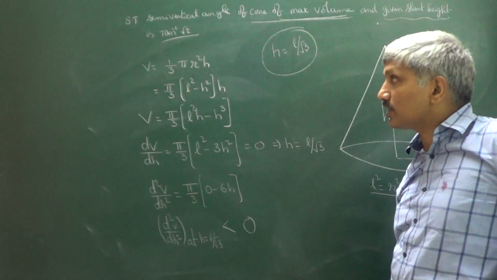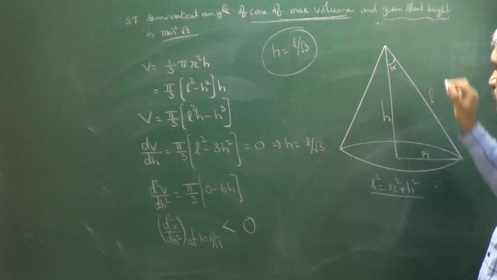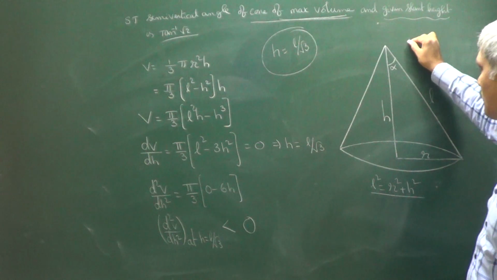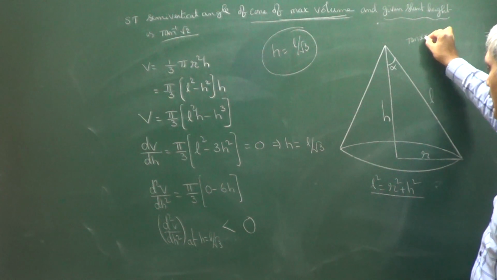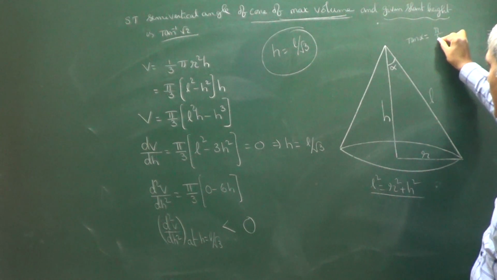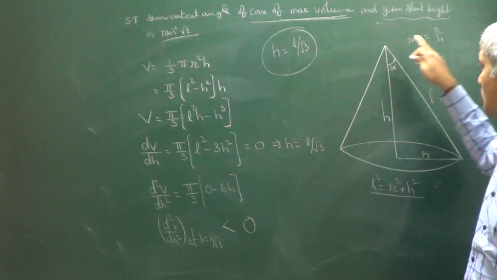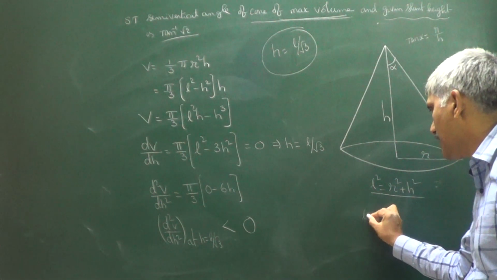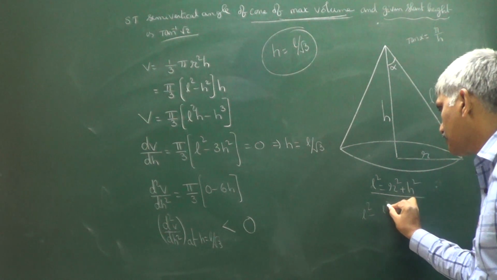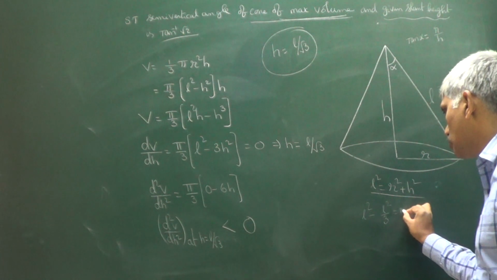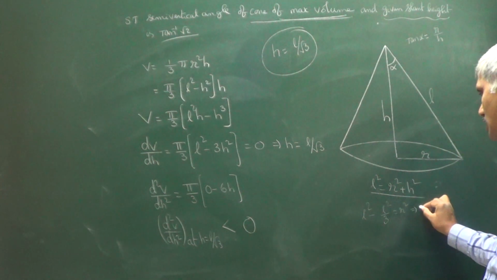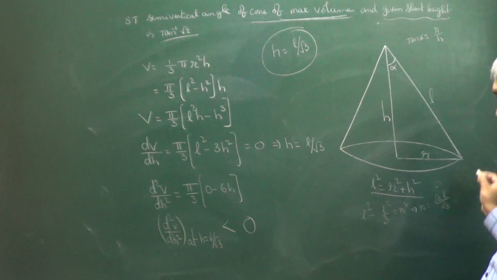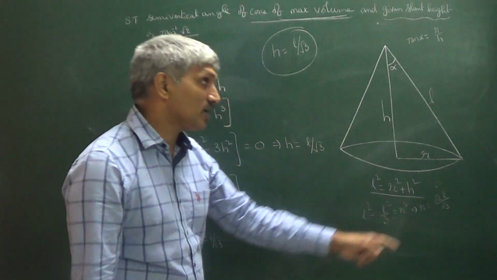But what is asked in the question? We have to show alpha is equal to tan inverse of root 2. From this diagram, tan alpha is equal to R divided by H. We got H value in terms of L. We will find R value also in terms of L. Here L square minus L square by 3 is equal to R square. So from this we get R equal to root 2 L divided by root 3.